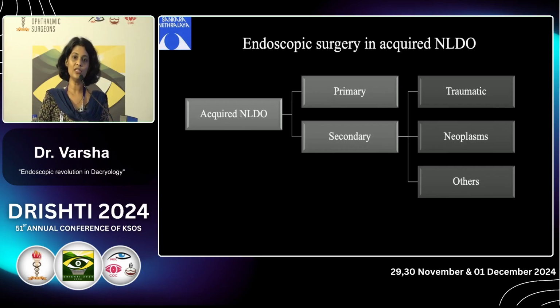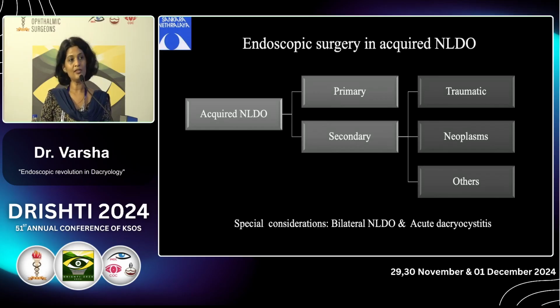So we all know that endoscopic DCR has been widely advocated in primary nasolacrimal duct obstruction, but it can also be used in secondary nasolacrimal duct obstructions, say in traumatic cases and also in neoplasms. Special consideration for bilateral NLDO, wherein one can advocate endoscopic DCR in the same sitting to both sides, and also in acute dacryocystitis, in case the patient has an impending intraocular procedure, say an RD or some early intraocular procedure has to be done, then we cannot do an external DCR because of the excessive inflammation. So we can try an endoscopic DCR, so the success rates are better.